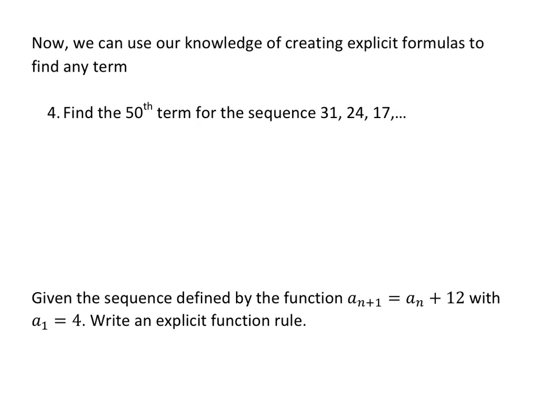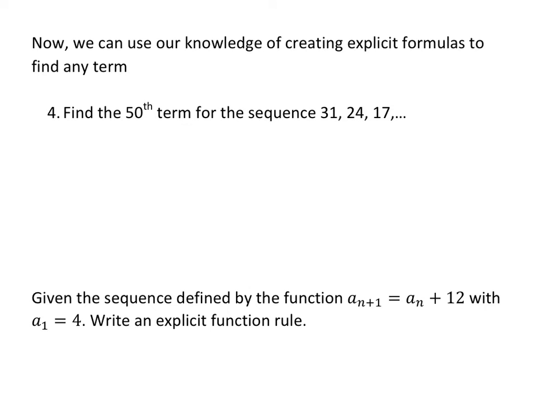Now we can use our knowledge of creating explicit formulas to find any term that we want to. So find the 50th term for the sequence 31, 24, and 17. Anytime they ask you to find a term this large, it's probably going to be easier to use the explicit formula, because I don't want to go all the way to the 49th term to use my recursive formula. I just want to use one formula that'll work all the time.